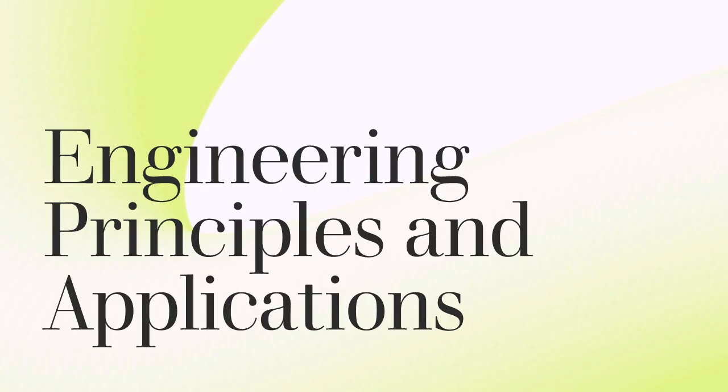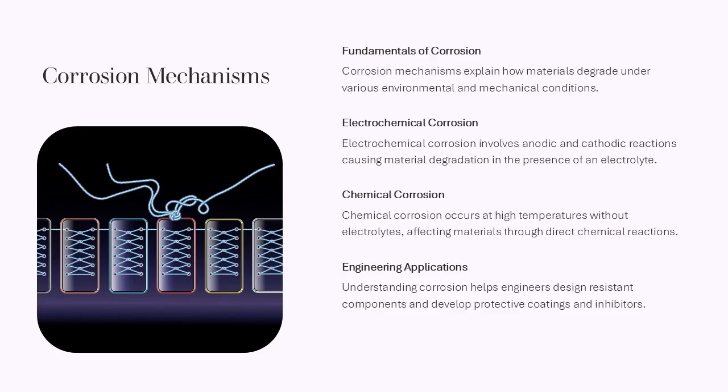Engineering principles and applications: corrosion mechanisms, environmental factors, and material selection. Understanding corrosion mechanisms is fundamental to interpreting corrosion test results and applying them effectively in engineering design. Corrosion mechanisms describe how and why materials degrade under specific environmental and mechanical conditions.